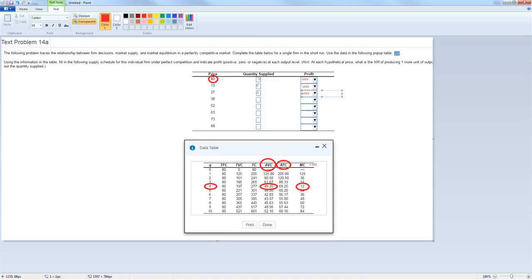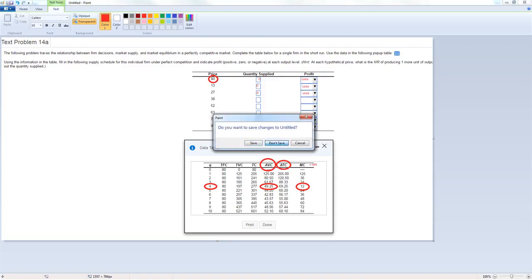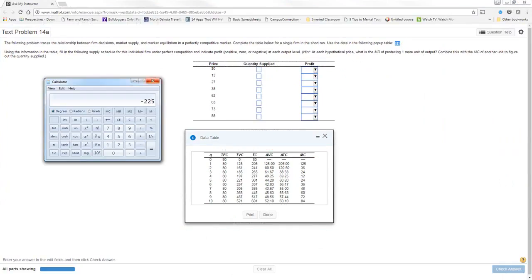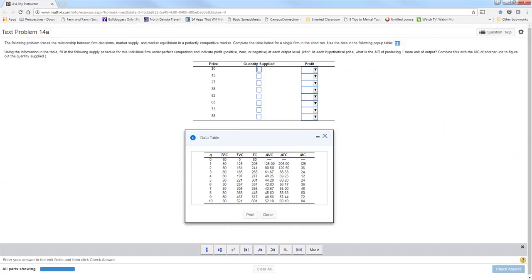Now that I've illustrated that, I'm going to get rid of this paint. We'll go back to right here. So quantity supplied when price is 0, profit is negative. Quantity supplied when price was 13: remember, we would have produced at 4 units, but the price of $13 is below the average variable cost, so again we're at 0, and the profit is negative.